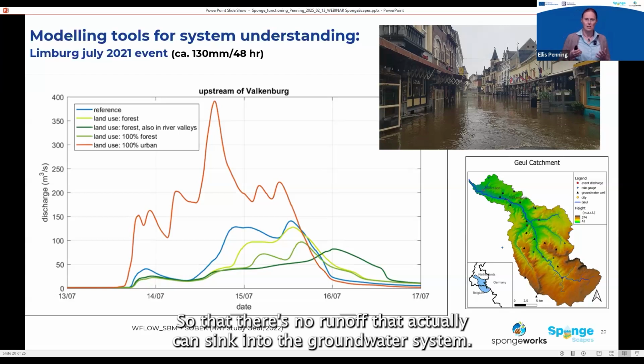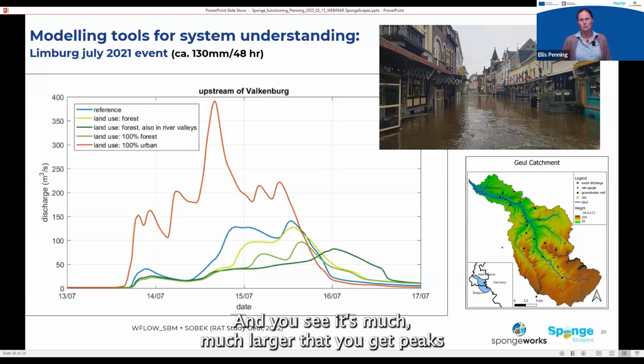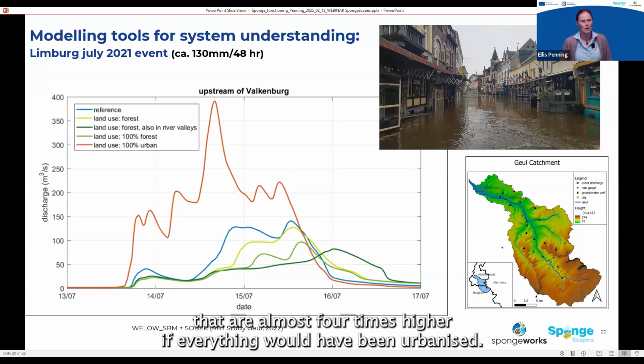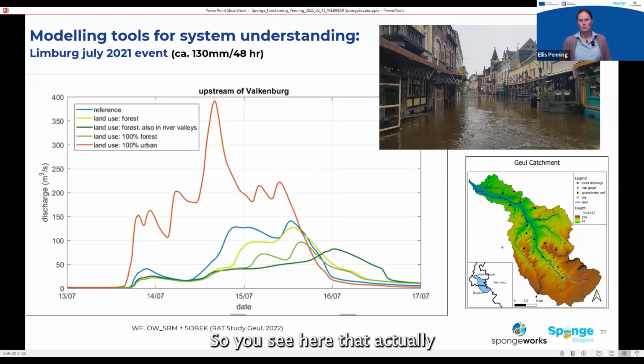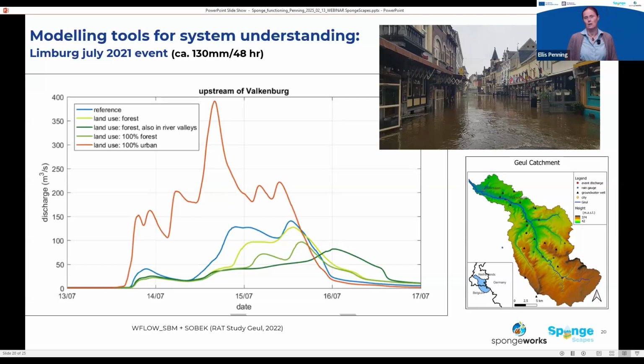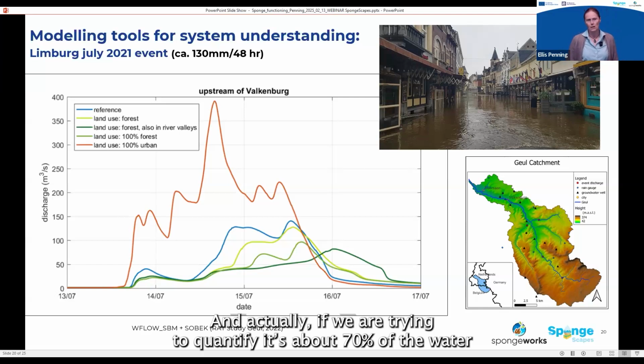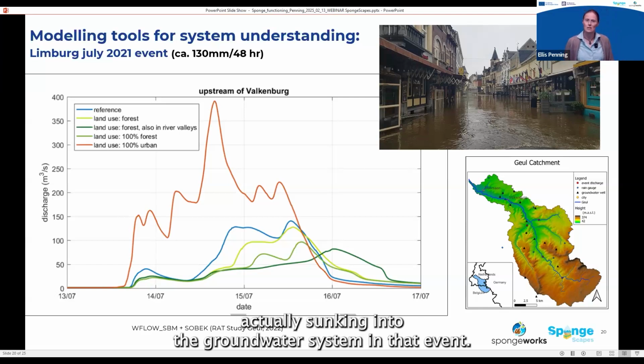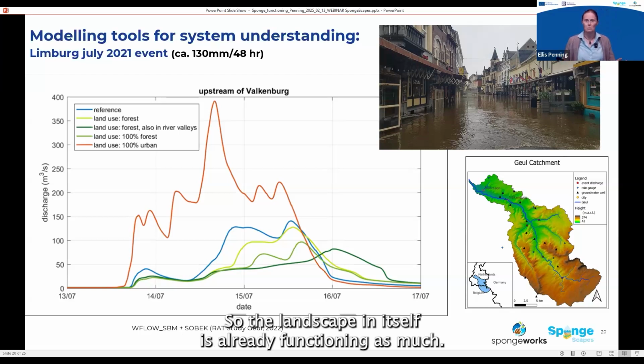runoff that can sink into the groundwater system. And you see it's much larger, you get peaks that are almost 4 times higher if everything had been paved. So you see here that the soil and the groundwater system have really been able to absorb a lot of that rain. If we try to quantify, about 70% of the water actually sank into the groundwater system in that event. So that's quite a bit. The landscape in itself is already functioning as a sponge.